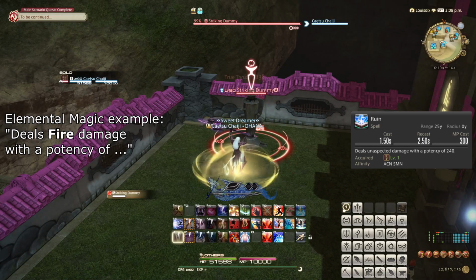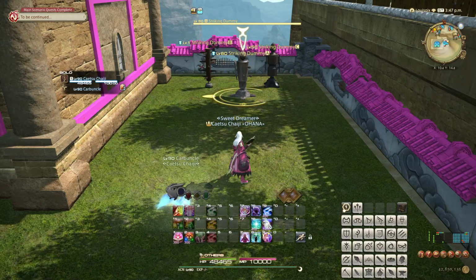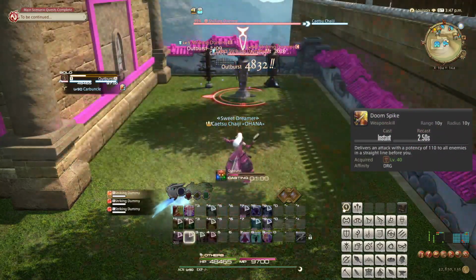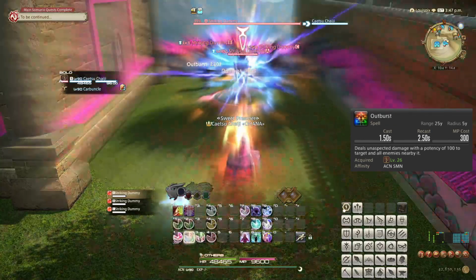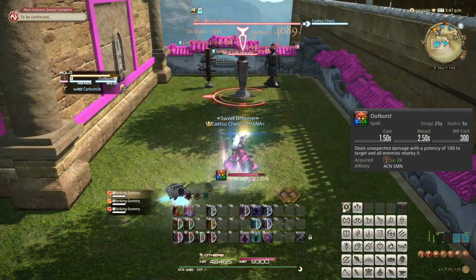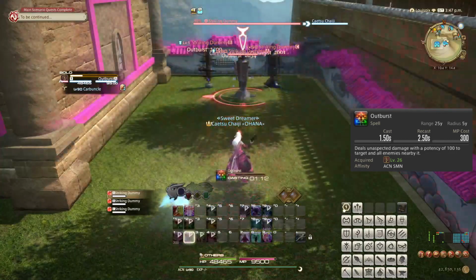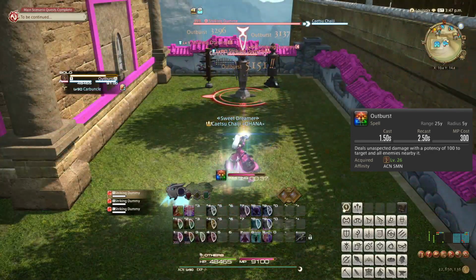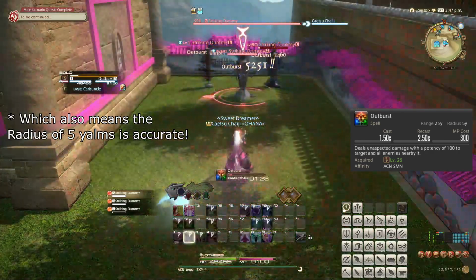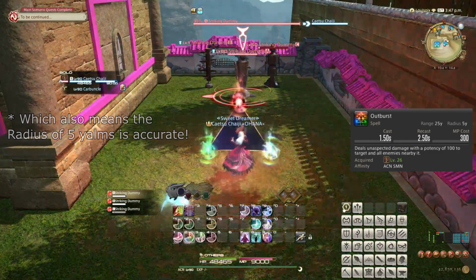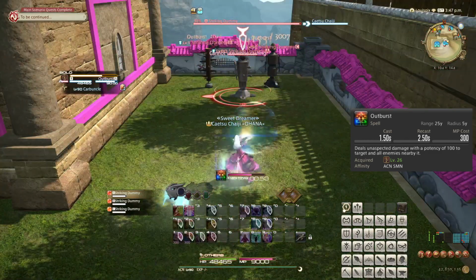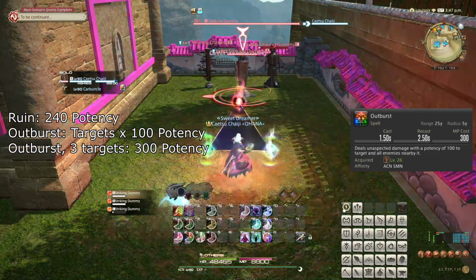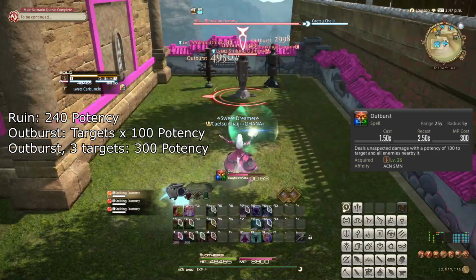This is sometimes relevant. Next, let's look at some very basic area of effect attacks, namely the Dragoon's Doom Spike and Arcanist's Outburst, starting with Outburst. Outburst's text specifically denotes that it hits your target and all enemies nearby it, which is how you can tell that its area of effect is a circle. Now, every enemy in the area will take 100 potencies worth of damage. It is as simple as that. This also means that if you compare Ruin and Outburst, Outburst wins when there are at least 3 targets, since 3 times 100 is 300.